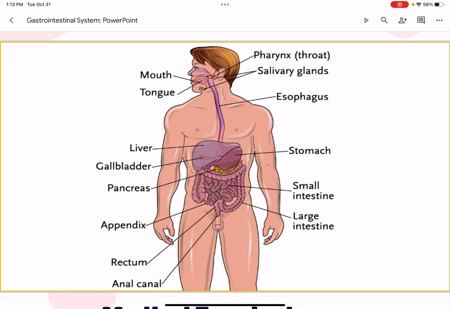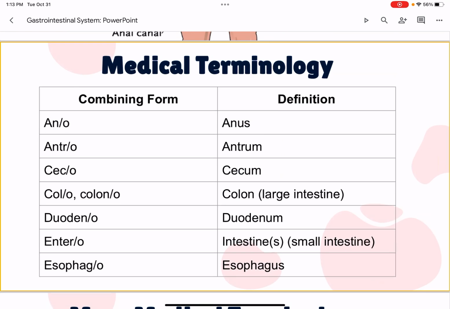This is a picture overview of the different parts of the digestive system. The next few slides are the medical terminology, prefixes, suffixes, and abbreviations related to the GI system.